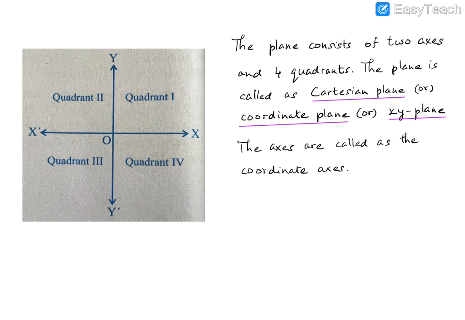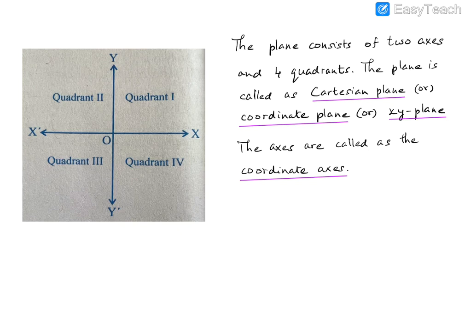The axes themselves are called the coordinate axes, because they are going to represent the coordinates of the points on that plane. Okay, so we will see what we mean by the coordinates. So the x-axis and y-axis, in this particular representation, are called the coordinate axes.